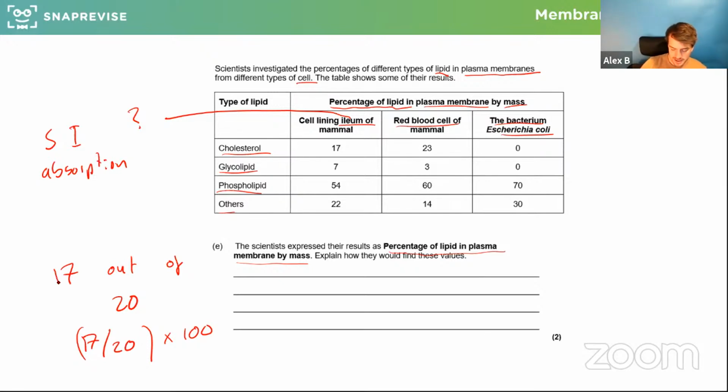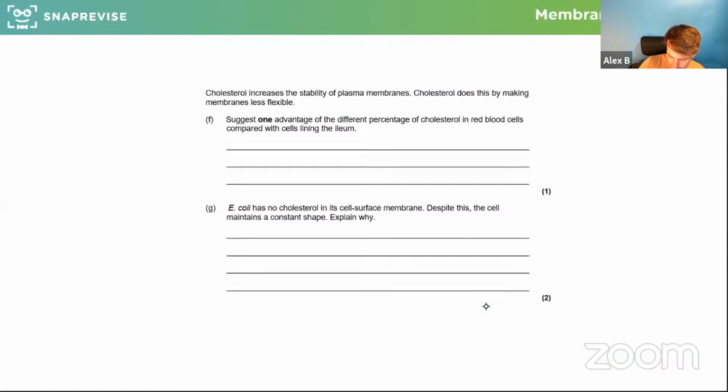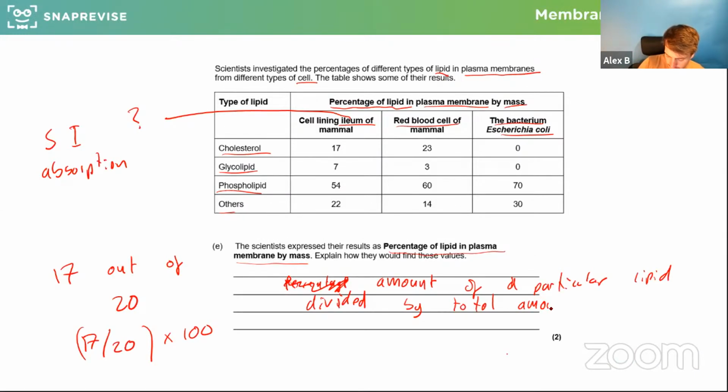So that's how you do the percentage on a test, and it's exactly the same thing here. So you take the amount of a particular lipid, and then you divide that by the total amount of lipids. So that's this part, and then you times it by 100 to get into percentage, because at first you're going to get a decimal. You times by 100 to get a percentage.